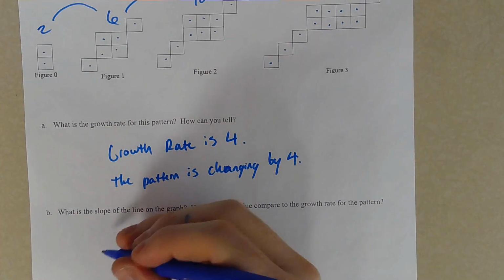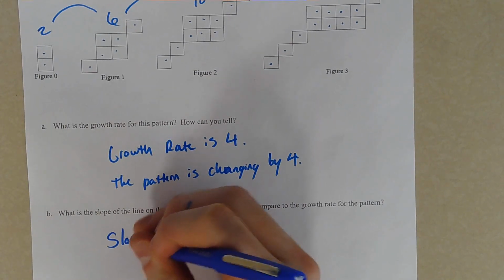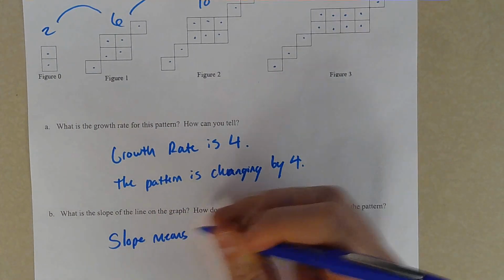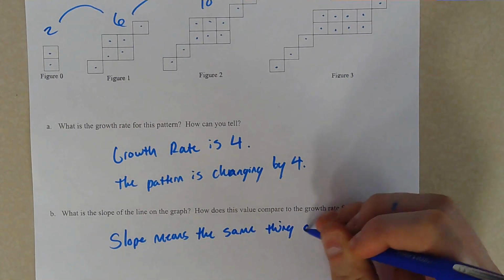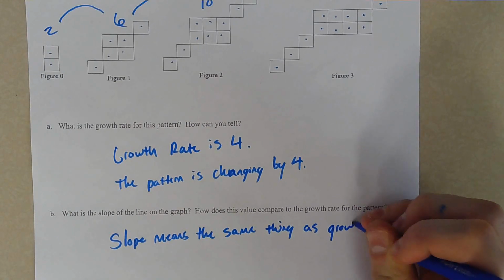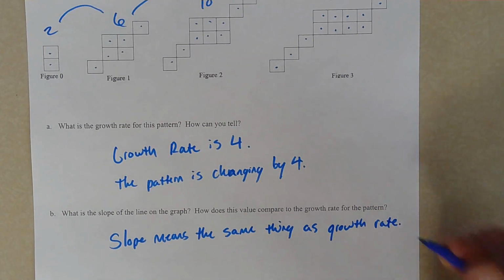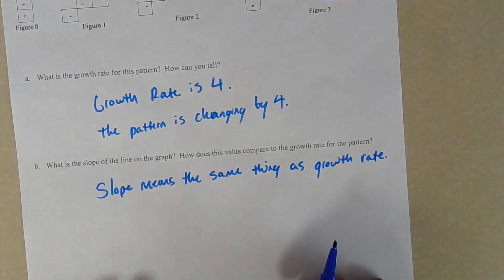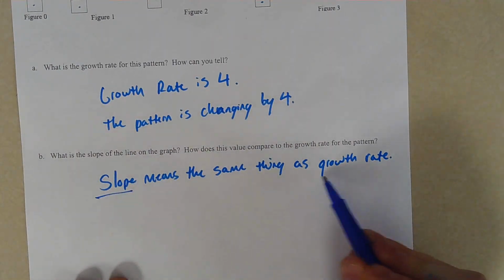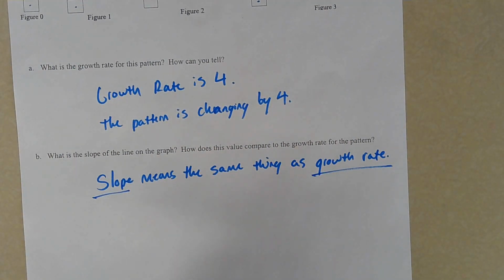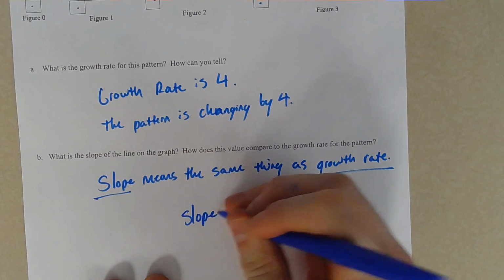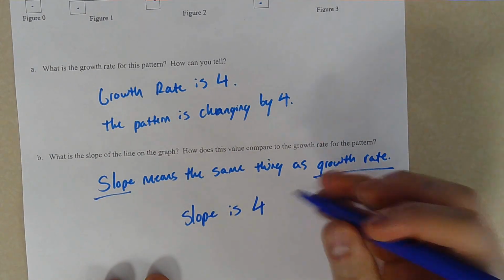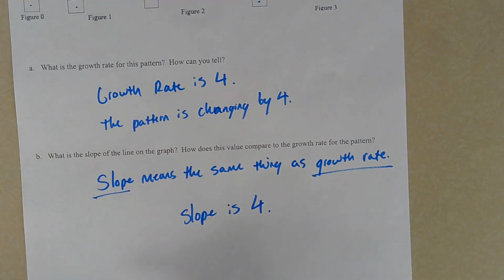Well, guys, slope means the same thing as growth rate. I mean, there's lots of terms that can be coined in this situation. Slope can be growth rate, slope can be pattern, slope can be change, you name it. So in this case, guys, slope is 4. You can even say +4 if you want to be specific.